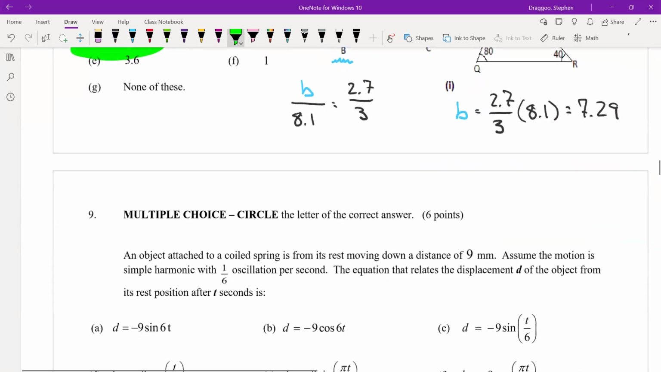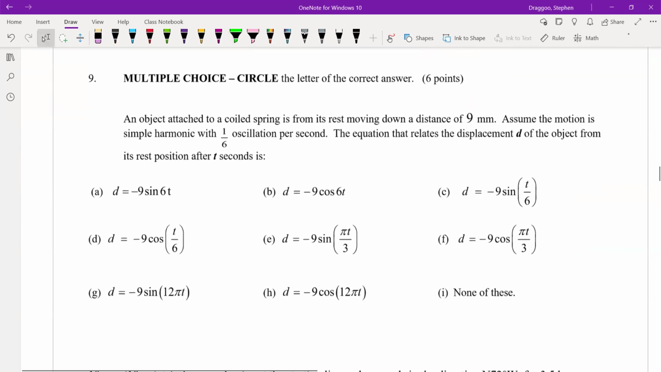Right. And one last multiple choice question, this time back to simple harmonic motion. So we've got an object attached to a coil spring is from its rest moving down a distance of 9 millimeters. Assuming the motion is simple harmonic with 1/6 of an oscillation per second, find the equation that puts all this together.